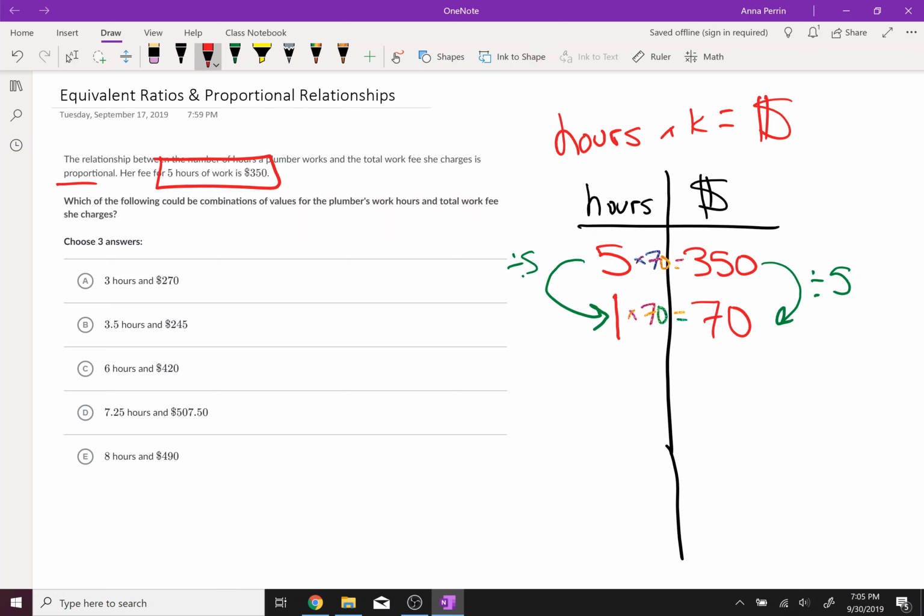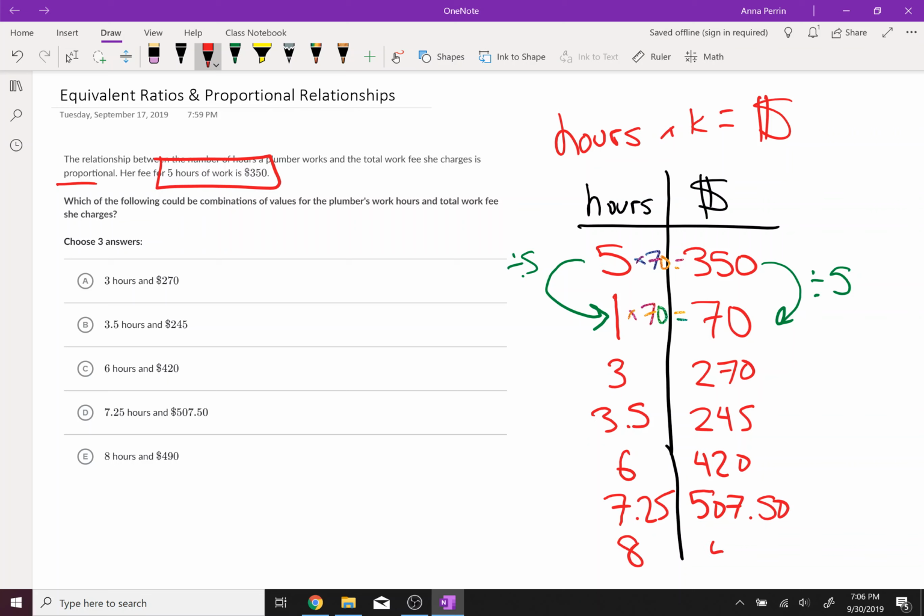So it says 3 hours and $270, 3.5 hours and $245, 6 hours and $420, 7.25 hours and $507.50, and 8 hours and $490. So I'm going to see if any of those rows give me my same multiplier. What I'm going to do in every single one of these is multiply my number of hours times 70 and see if it's true.